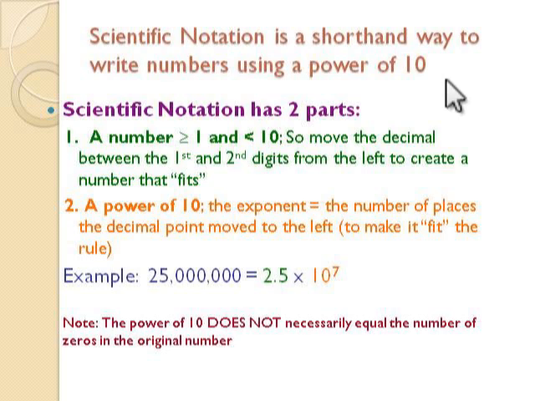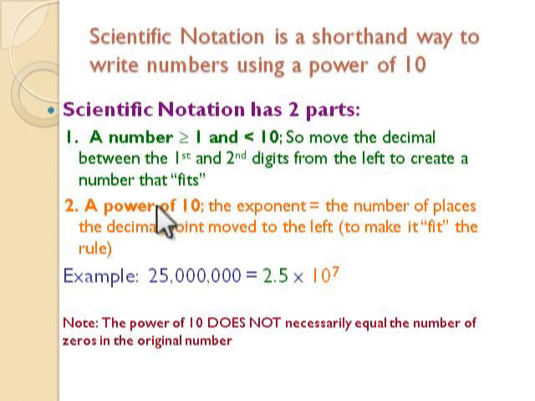So the first thing to know is that scientific notation has two parts. The first part is a number that is either equal to or greater than 1 and less than 10. So it can't be less than 1, but it can be exactly 1. Usually it isn't, but it could be. And it has to be less than 10. So it could be 9.9999, but it needs to be less than 10.